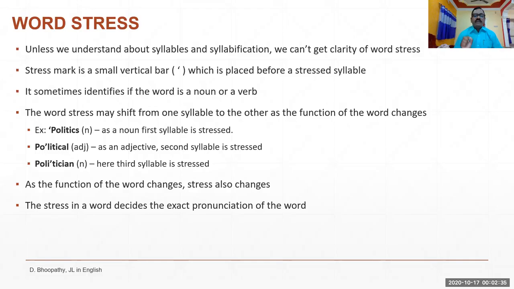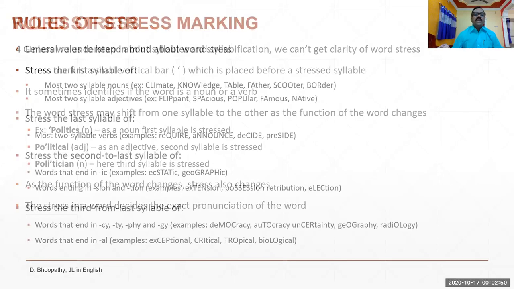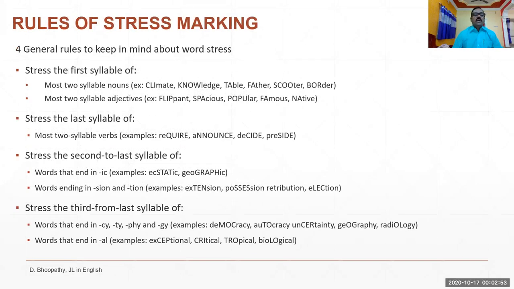The stress in a word decides the exact pronunciation of the word. The stress certainly decides the correct pronunciation. The accent and pronunciation of native speakers of English is very different from that of Indian speakers. It is only because of the accent. Accent here refers to the stress.